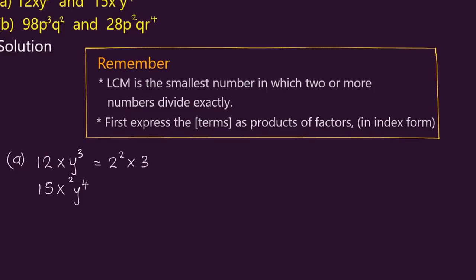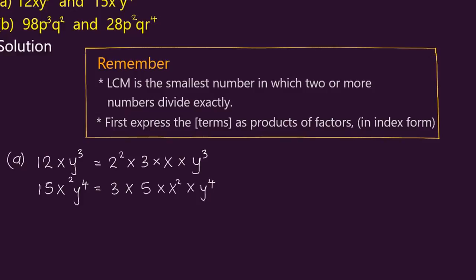So we have 12 as products of factors gives us 2 squared multiplied by 3. Remember, 12 is actually 2 multiplied by 2 multiplied by 3, but in index form that means that 2 multiplied by 2 will come out as 2 squared. So that's also important for you to always know. So that's multiplied by x multiplied by y cubed. We also go for 15. 15 as prime factors is 3 multiplied by 5, and that's multiplied by x squared by y to the power of 4.